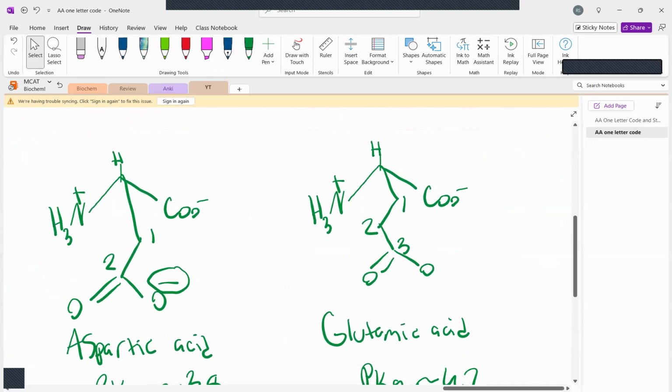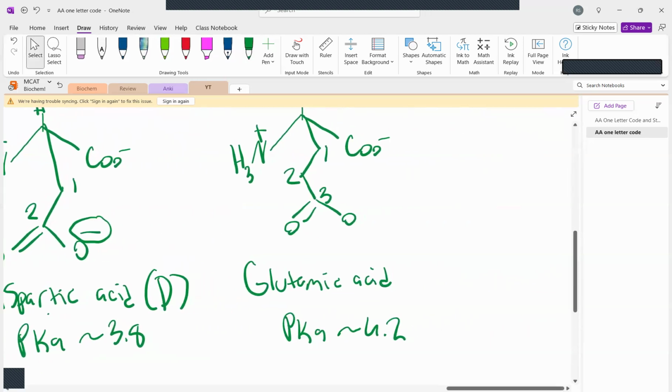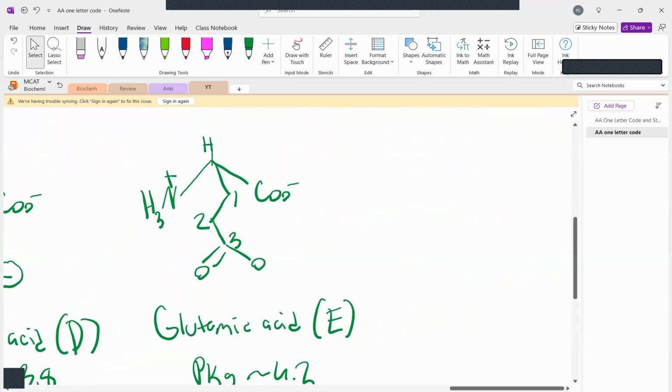And then the one letter codes: aspartic acid, you could think of a T as a D, and then it has the acid. So this is a D. Then glutamic acid, glutamic acid. I don't know, I guess it's like French or so. I don't even know what accent that is, but it has an E.